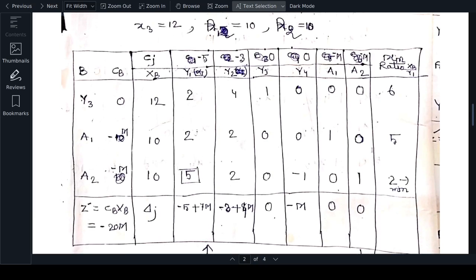Is this clear or not? Ishita, Binoy, Dipanshu. Yes, sir. Yes, sir.